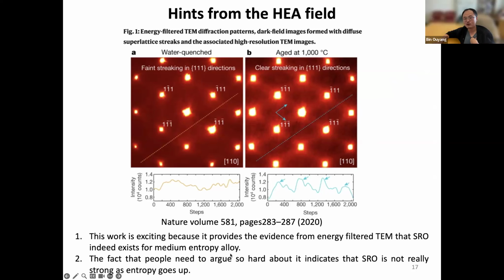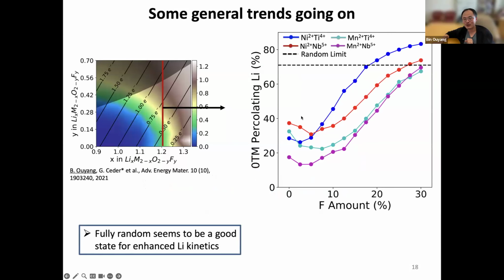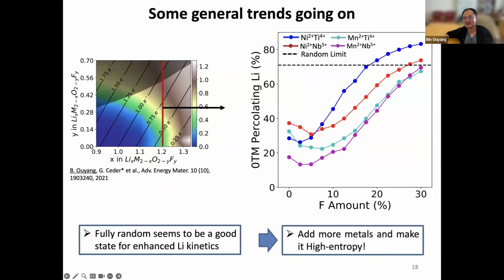So people are arguing about it. This inspired me quite a bit, because the fact that people need to argue means at least it's not obvious. I cannot say if it exists or not because I'm not an expert in that field, but it's not so obvious. This is exactly what we want, right? We want to get rid of short-range order. So why don't we just put more metals into it and make it high entropy? If we work the same way in a rock salt system, which is also FCC, by the way, we're probably going to get rid of the short-range order.